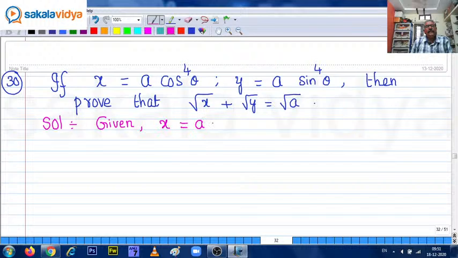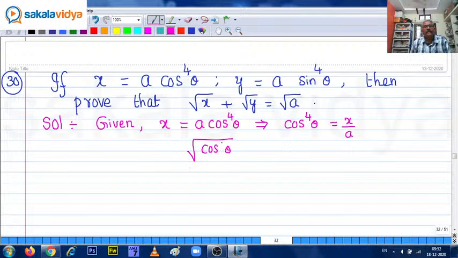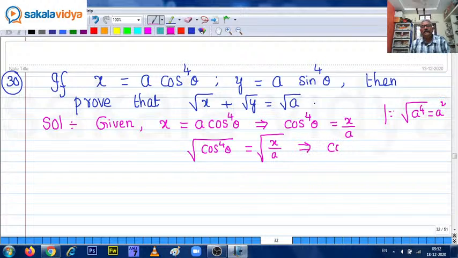x is equal to a cos theta to the power of 4. Now cos theta to the power of 4 equals x upon a. Now take square root on both sides. Square root of cos theta to the power of 4 equals square root of x upon a. For example, square root of a to the power of 4 gives you a square. So here we get cos square theta equals root of x by a, we can write root x upon root a. Say equation 1.